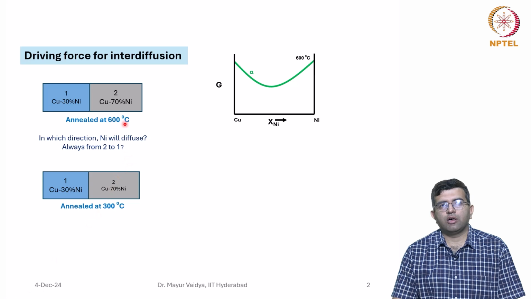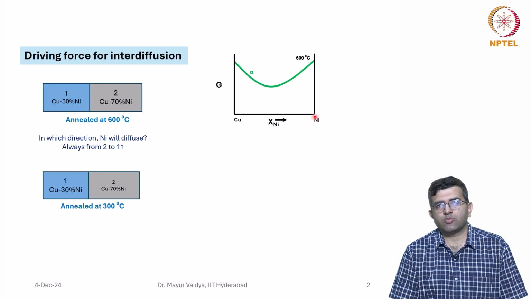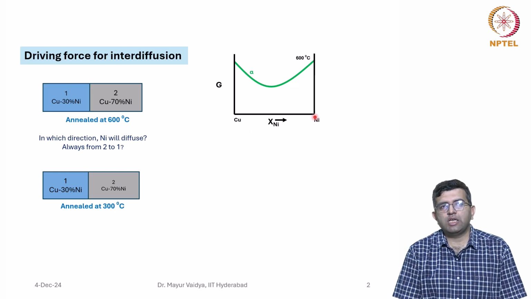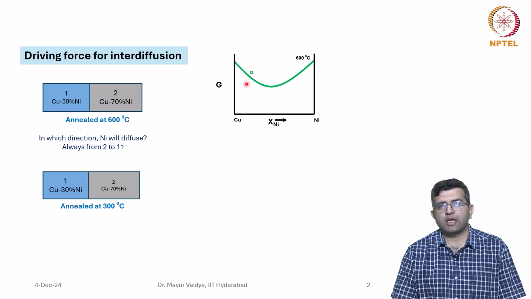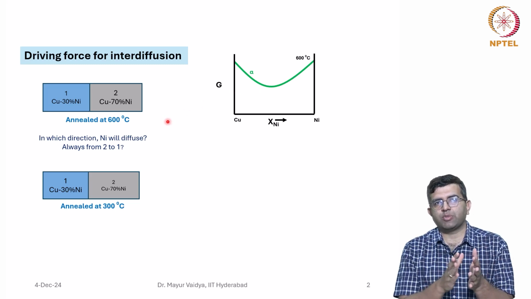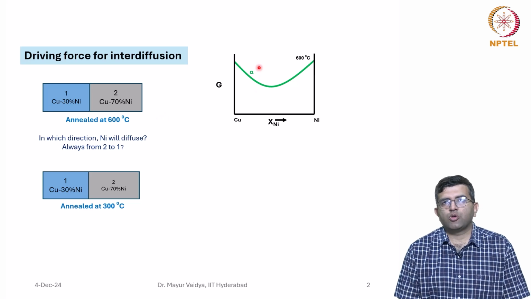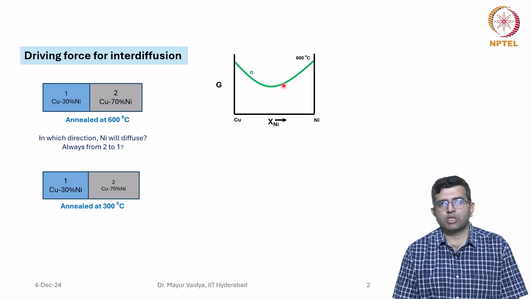If I try to draw the copper-nickel phase diagram, I hope you have all done the activity question from the previous lecture. Then you will see that for copper and nickel at 600 degree centigrade, the phase diagram is a single phase alpha. For simplicity I am not drawing the liquid because the liquid will be above. We are only talking about complete solid solution at this temperature, so only single phase alpha exists throughout the composition range.